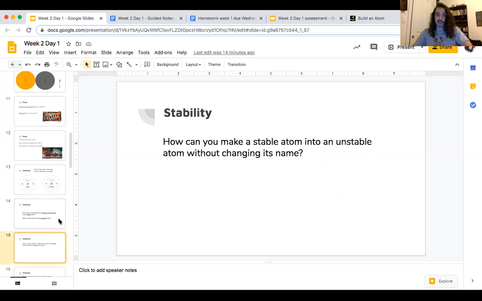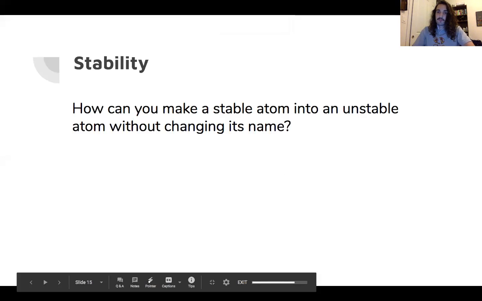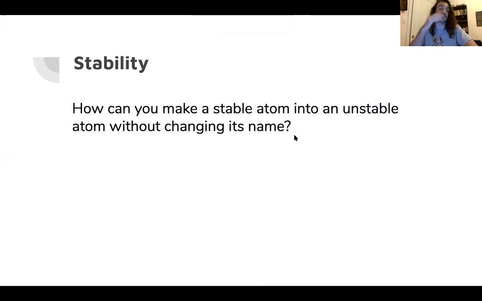So I got a question for you. You're going to pause and think about it. How can you make a stable atom into an unstable atom without changing its name? Pause and think about that for a second. What I would do is, I can't change the number of protons, but I can change the number of neutrons. Just like in that helium atom, 2 and 2 made it stable, but 2 protons and 3 neutrons made it unstable. So I could just add a neutron. Or if an unstable combination has less neutrons, I could remove one.